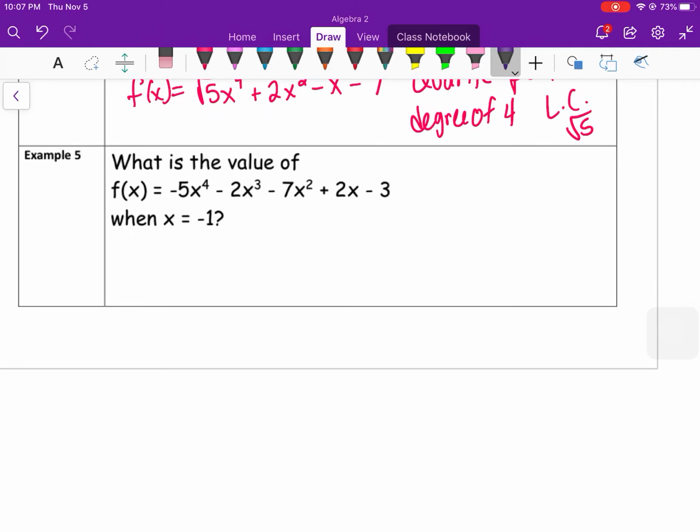What is the value of f of x equals negative 5x to the fourth minus 2x to the third minus 7x squared plus 2x minus 3 when x equals negative 1? So I'm going to plug in f of negative 1. That means you replace every x with a -1.